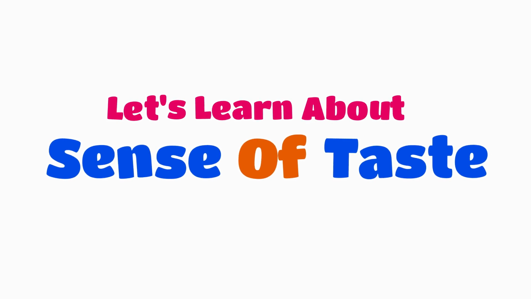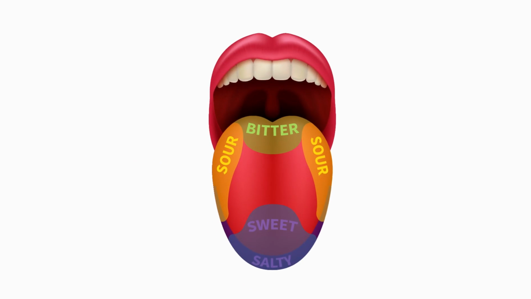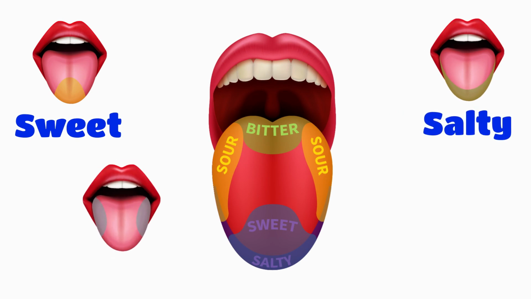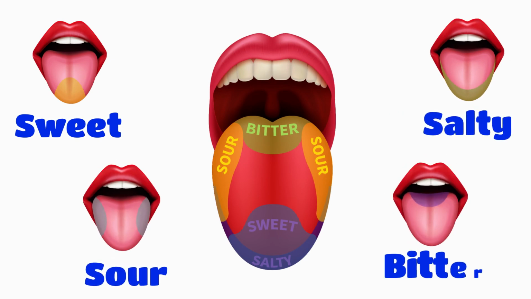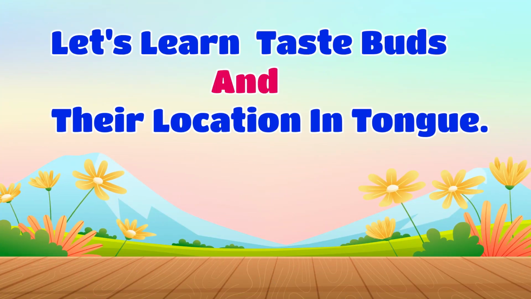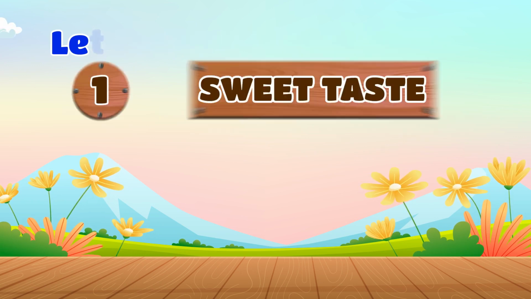Let's learn about the sense of taste. Yay! There are four basic types of taste: sweet, salty, sour, bitter. Let's learn about taste buds and their location on the tongue.